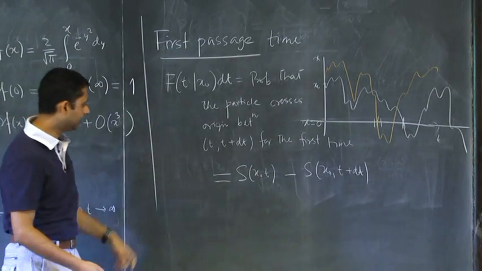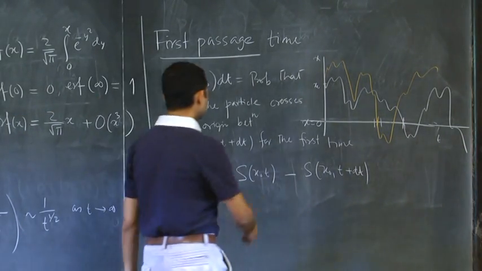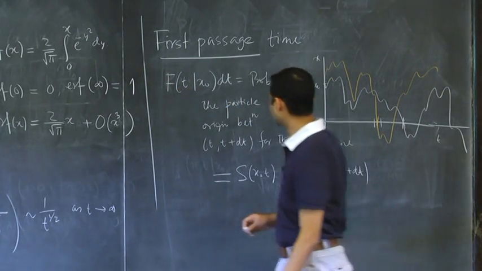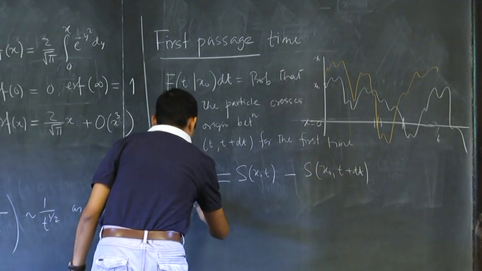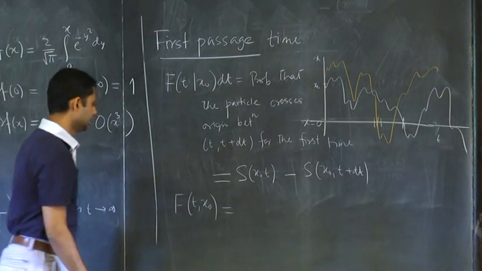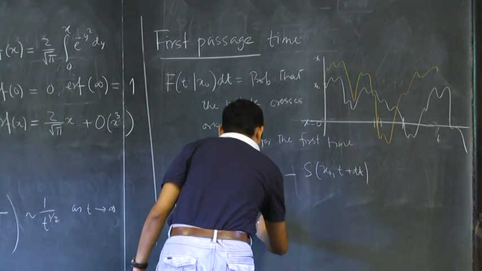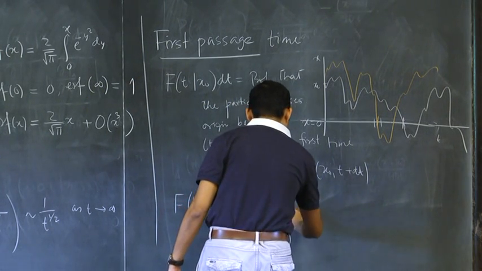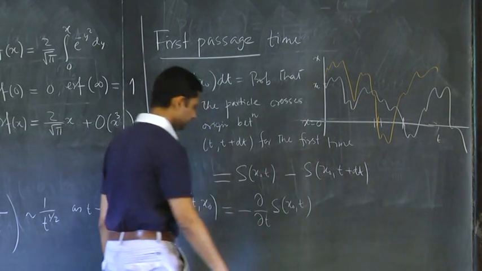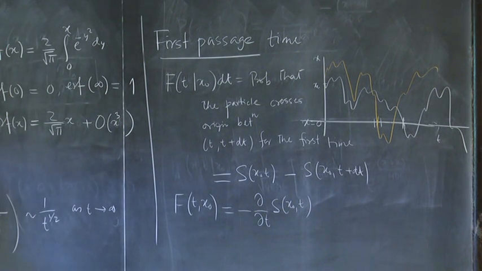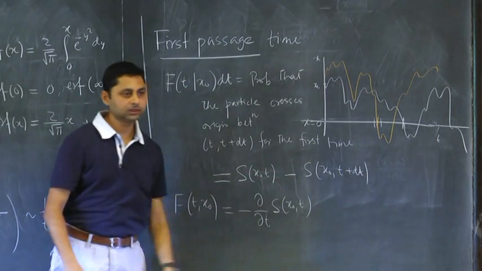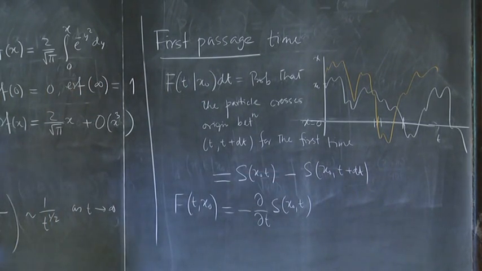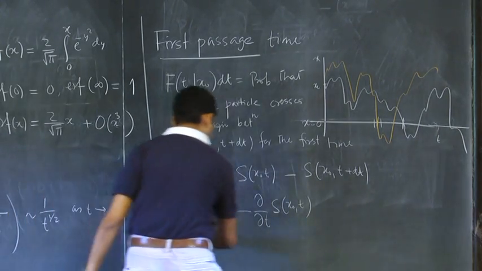That is this probability, and if delta t is small, what is this? So f of t, x0 is basically minus del by del t of S of x0, t, right. That is just like a derivative of this object, if you divide by delta t and take delta t going to 0. So this is what you have.